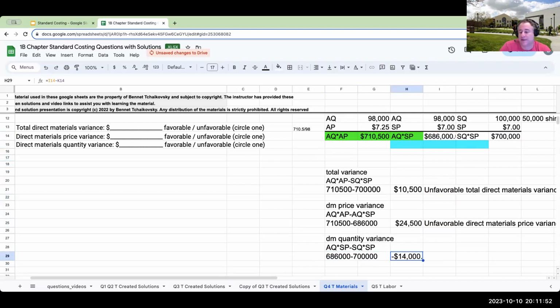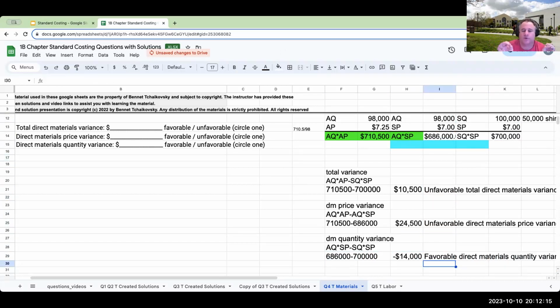Okay, so this is going to be a negative 14,000, but I don't want you to look at this. What I want you to look at is this. I actually used 98,000 square yards. I should have used 100,000. I used less than I predicted. So this is going to be a favorable direct materials quantity variance. Okay.